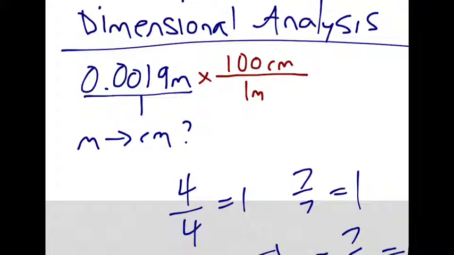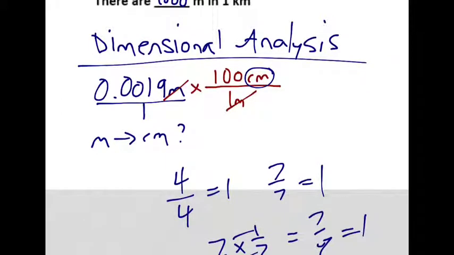Follow the line of thinking there? Those dimensions get canceled because there's one on top and one on the bottom. And what you're left with is centimeters. Now to get your measurement in centimeters, all you have to do is multiply all your numbers on top. So in this case, 0.0019 times 100.